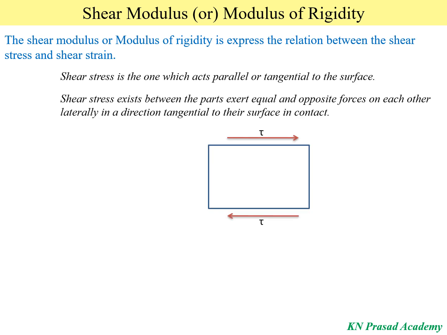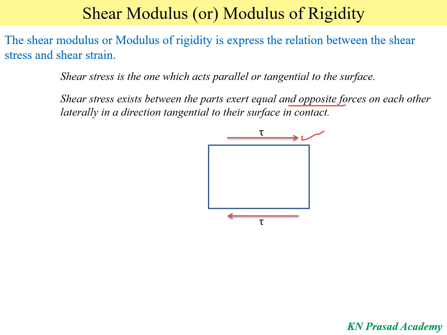Shear stress is the one which acts parallel, or tangential, to the surface. And one more thing is that this shear stress exists between the parts, as equal and opposite forces on each other, laterally in direction, tangential to their surface in contact.